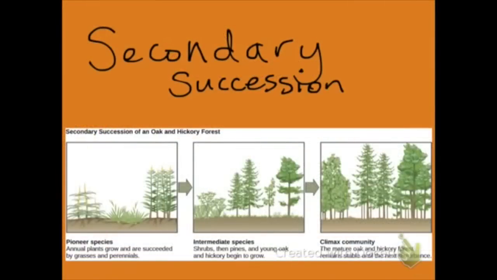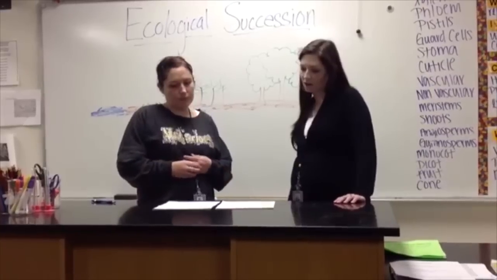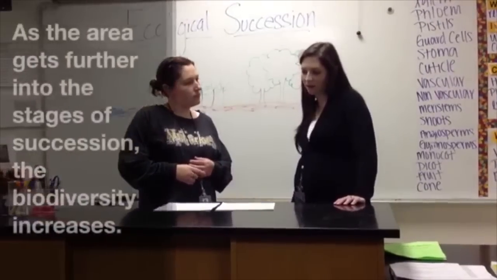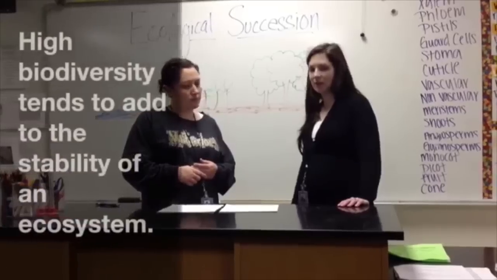There's another diagram of secondary succession. The key here is that there is already soil. It doesn't have to form soil, so progress of grasses to shrubs to trees is much quicker than with primary succession. As we get further into the stages of succession, the biodiversity increases, and high biodiversity tends to add to the stability of an ecosystem.